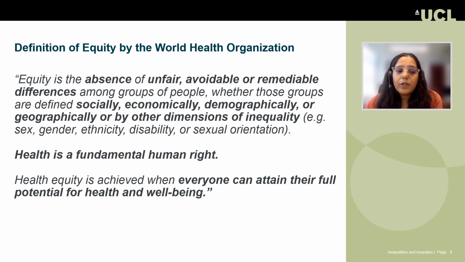Article 27 of the Human Rights Act states that everyone has the right to a standard of living adequate for the health and well-being of himself and his family, including food, clothing, housing, and medical care, and necessary social services, and the right to security in the event of unemployment, sickness, disability, widowhood, old age, or other lack of livelihood in circumstances beyond his control. Finally, they say, health equity is achieved when everyone can attain their full potential for health and well-being.